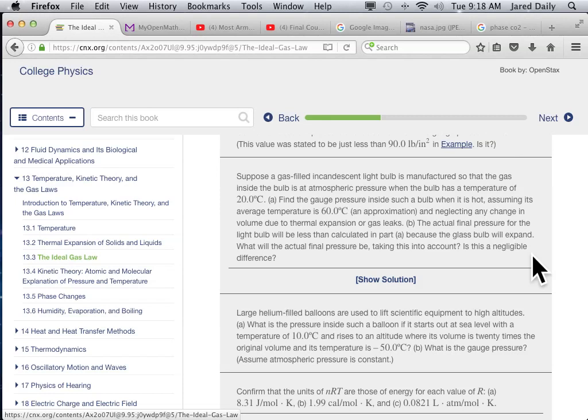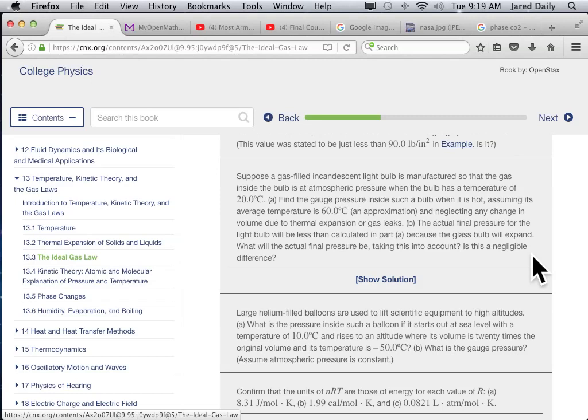So sea level is pressure. We'll call that sea level pressure 0.15. Sea level pressure, if you're measuring absolute pressure, is 10 to the 5th Pascal. But they want to know gauge pressure.